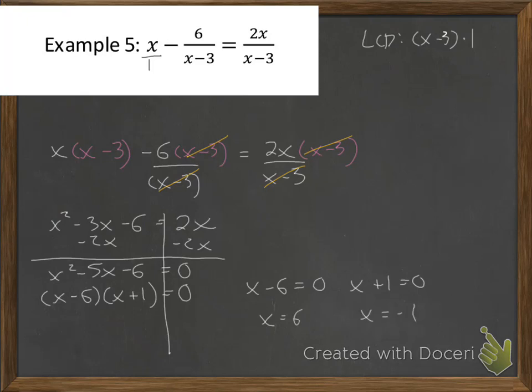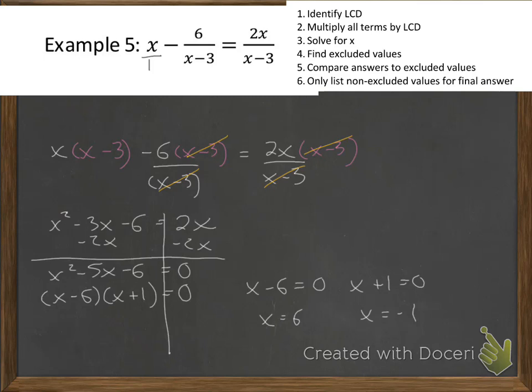Okay, so again, going back to that list of steps, right? We're only halfway done. So we have identified and multiplied by the LCD and solved for x, right? Now we have to go back to the excluded values. Well, remember I covered over, but the LCD is just x minus 3. That's the only thing that could potentially go to 0. Okay, so we say that x minus 3 can never be allowed to be equal to 0. In other words, x cannot be equal to 3.